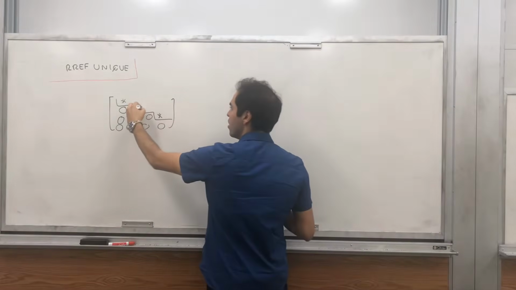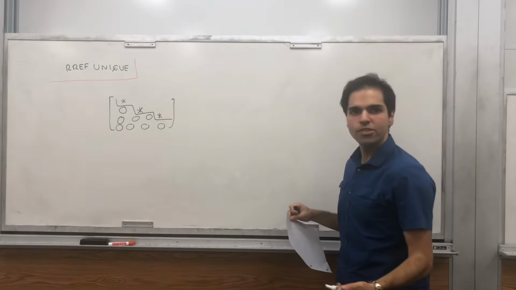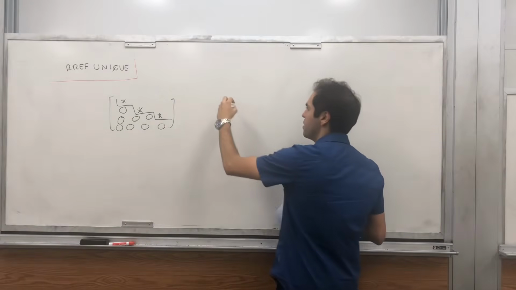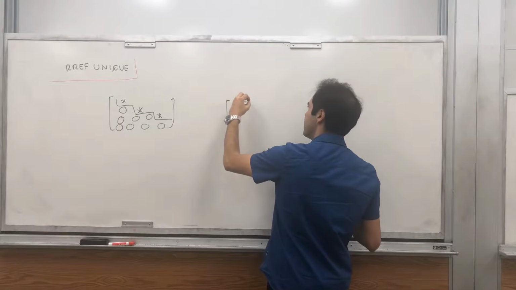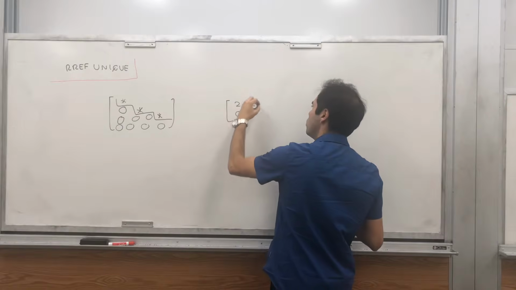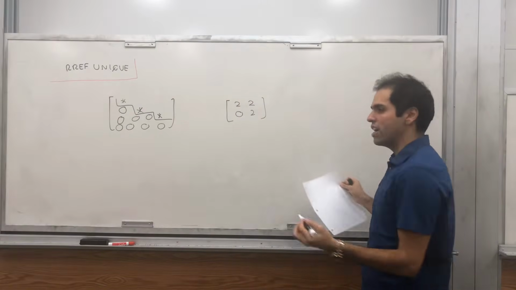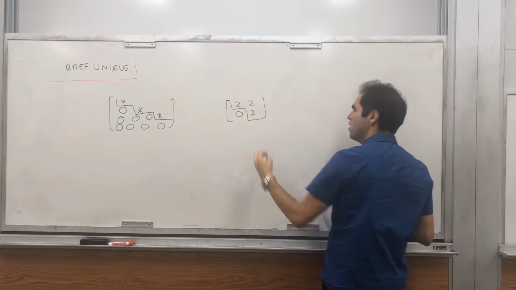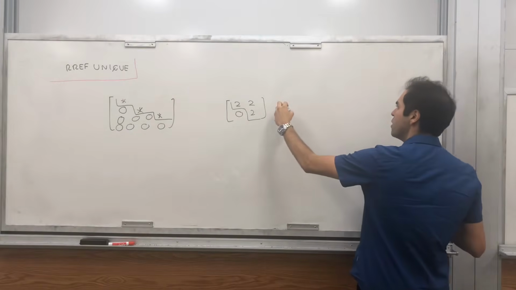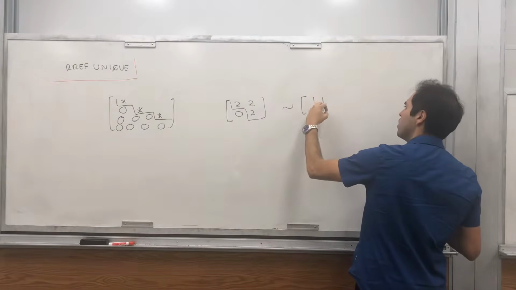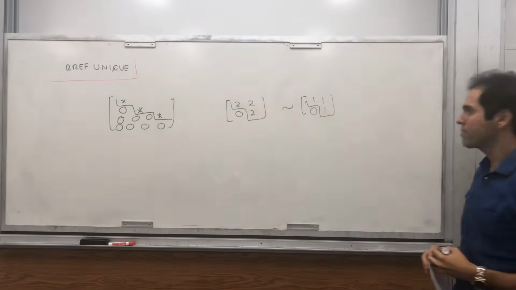So this is called a row echelon form of a matrix, and this is not unique because, for example, this matrix with rows 2, 2 and 0, 2 is a row echelon form, but it is row equivalent to, let's say, 1, 1, 1, 0, which is also in row echelon form.